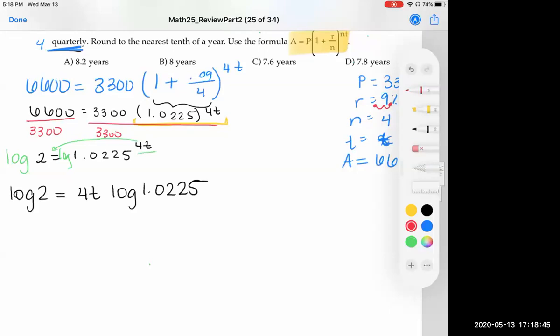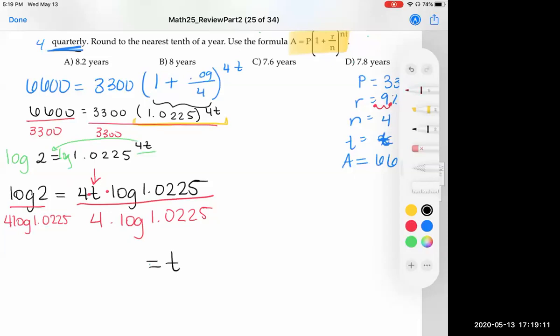All right, almost done. All of this is being multiplied, right? And our goal is to get t by itself. So last piece, let's divide by those values. 4 log of 1.0225. 4 log of 1.0225. And that's calculator work. Let's go ahead and get our calculator.